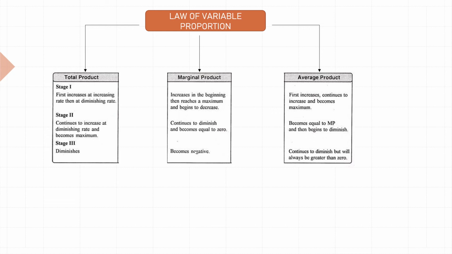Similarly, the second stages of total product, marginal product and average product state that the total product continues to increase at a diminishing rate and becomes maximum. The marginal product continues to diminish and becomes equal to 0. The average product becomes equal to marginal product and then begins to diminish. Stage 3 of the three products says that the total product diminishes, the marginal product becomes negative, and the average product continues to diminish but will always be greater than 0.